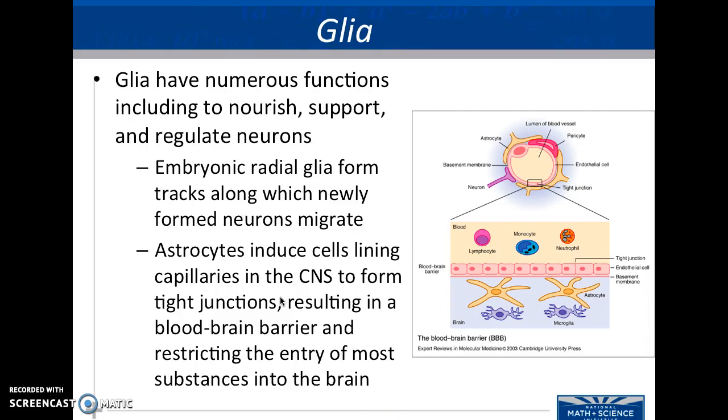In the central nervous system, we have these cells called glia, and glia have numerous functions. There's multiple types, and their job is to nourish, support, and regulate the neurons that are actually conducting impulses. We see that certain types called embryonic radial glia form tracts along which newly formed neurons migrate, so they allow for neurons to move to where they need to be. Astrocytes induce cells lining capillaries in the CNS to form tight junctions, resulting in the blood-brain barrier. So astrocytes basically create this protection wall, but in both cases, neither of them are actually conducting a message.